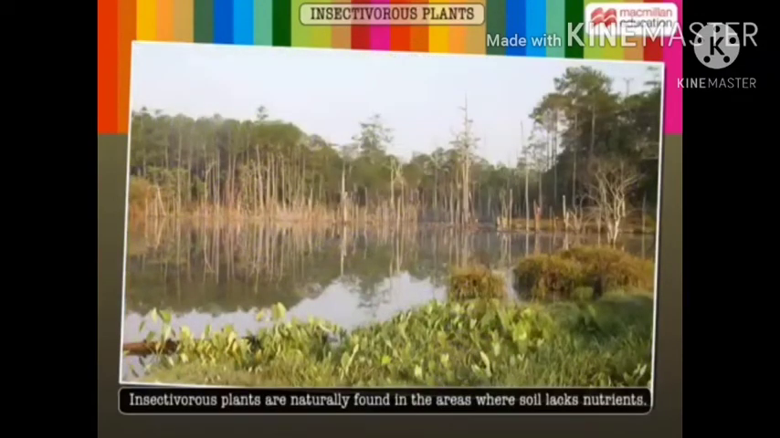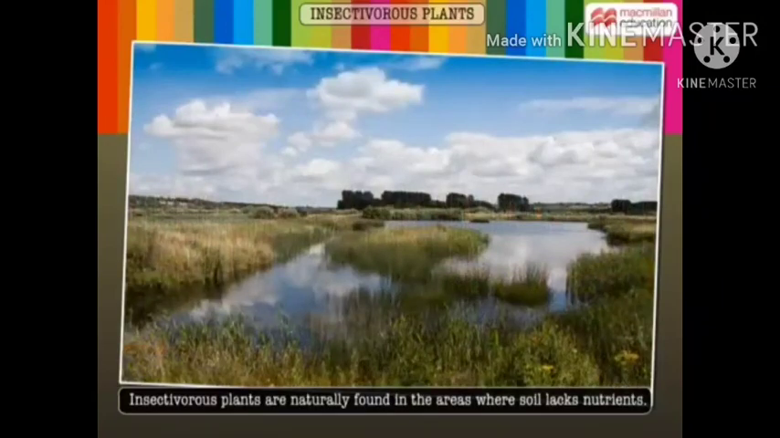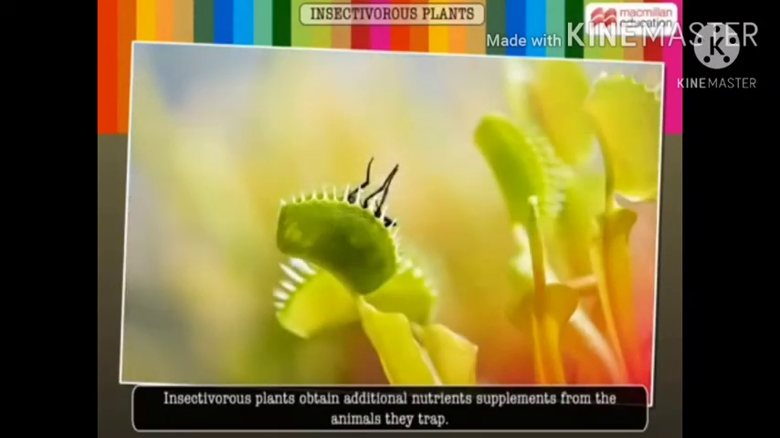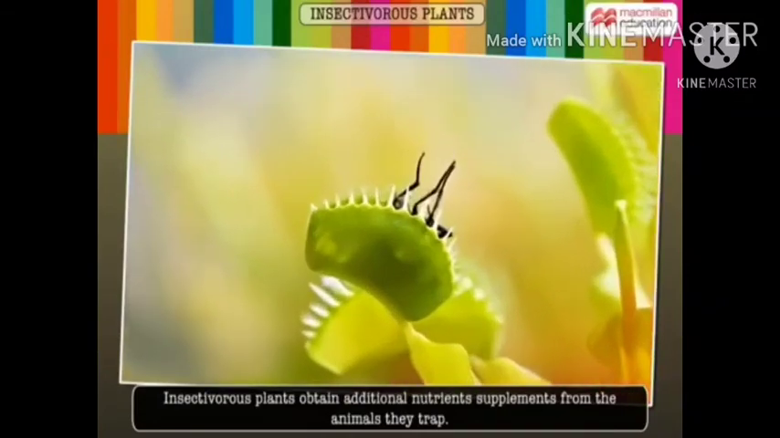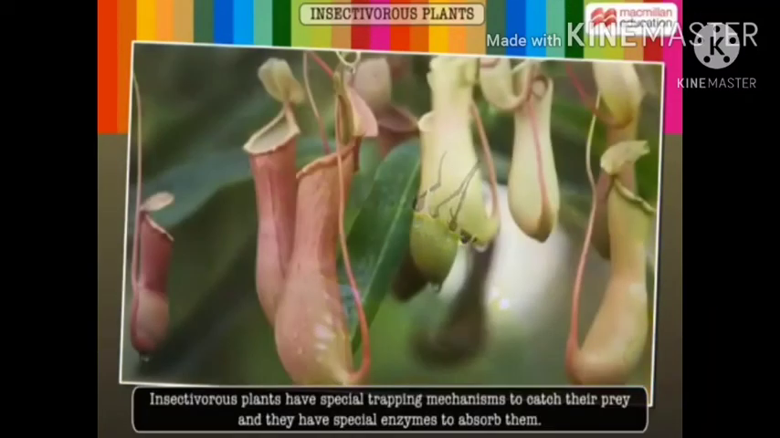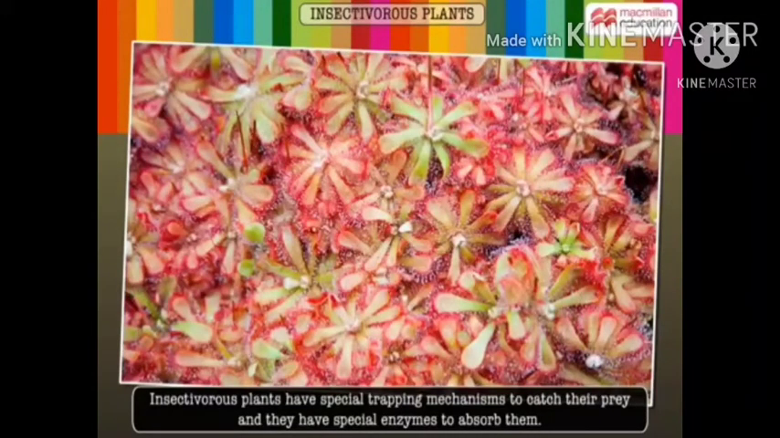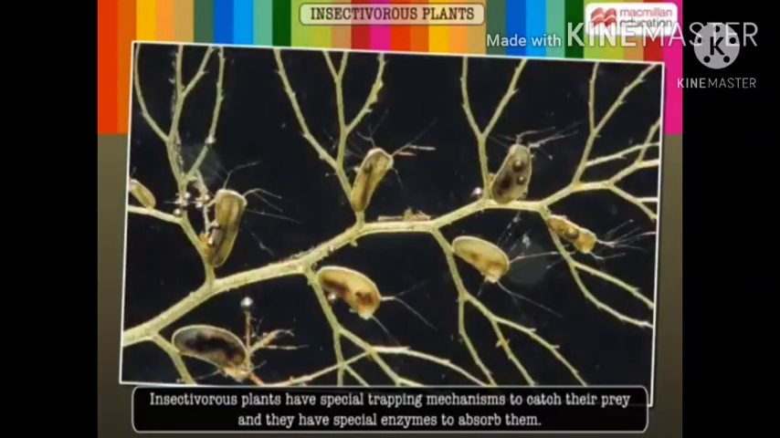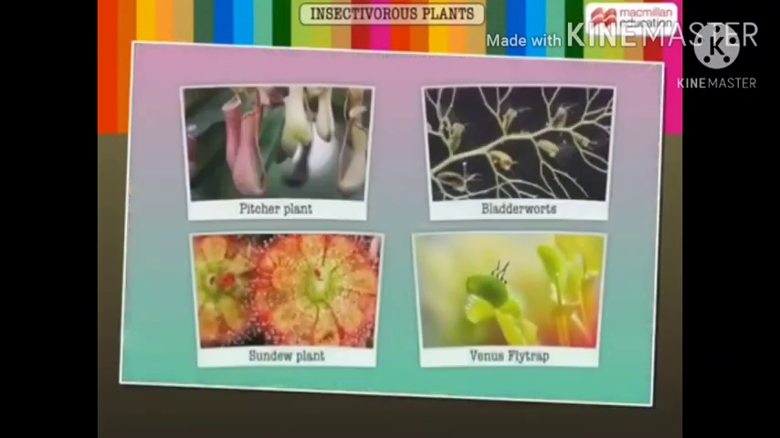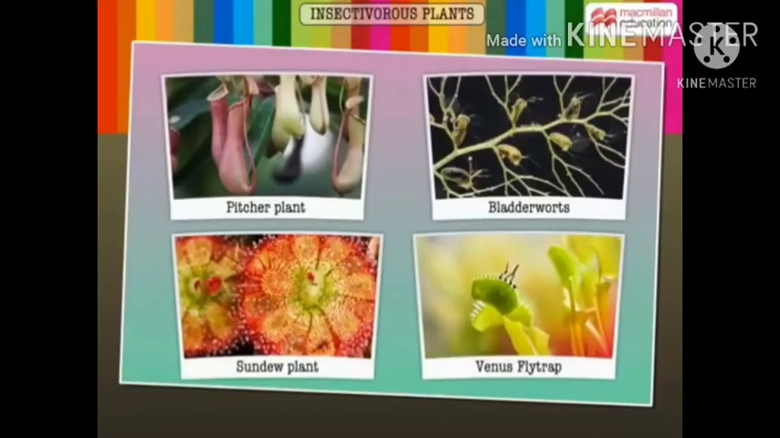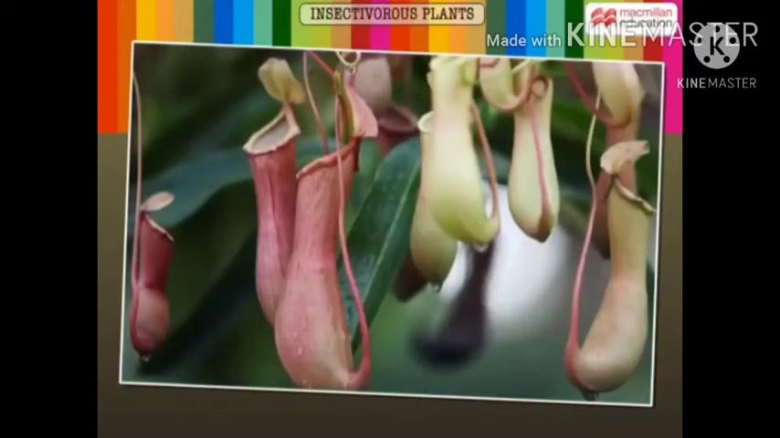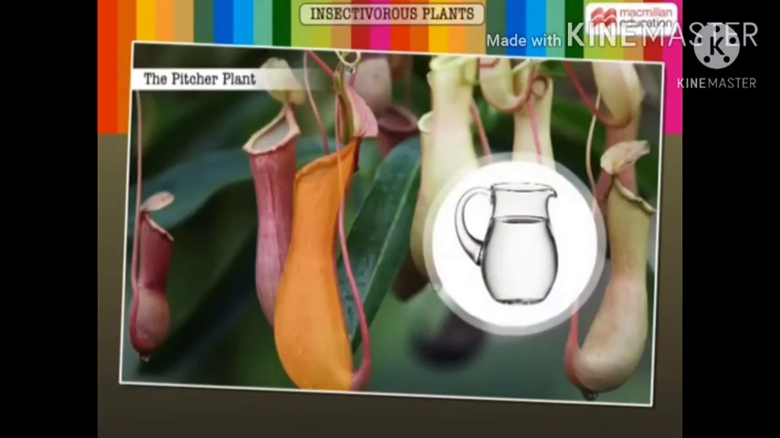These plants are naturally found in the areas where soil lacks nutrients. They obtain additional nutrient supplements from the animals they trap. These insectivorous plants have special trapping mechanisms to catch their prey, and they have special enzymes to absorb them. Let us now look at some insectivorous plants and learn how they trap their prey. This is a picture of a pitcher plant. It definitely got its name because of its shape, just like a pitcher of water.